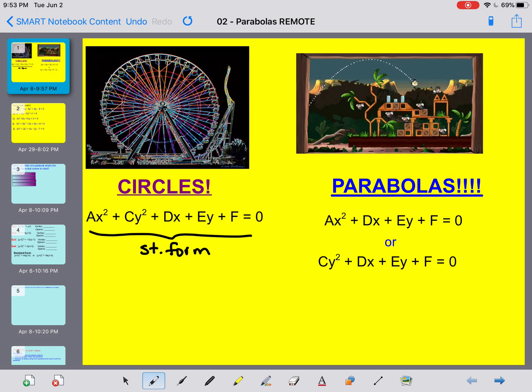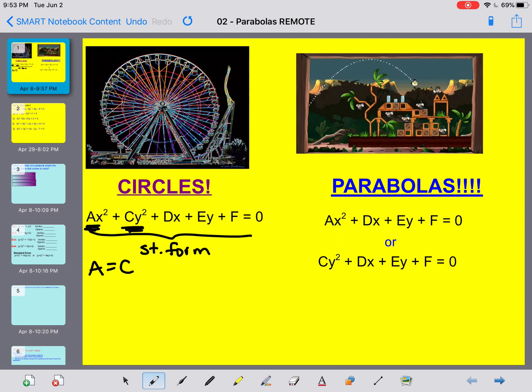Remember that in order to be a circle, the ax squared has to be there, the cy squared has to be there, so we need an x squared term and a y squared term. And a should equal c exactly. So 2 equals 2, negative 2 equals negative 2, 5 equals 5, right? Those two values have to be equal.